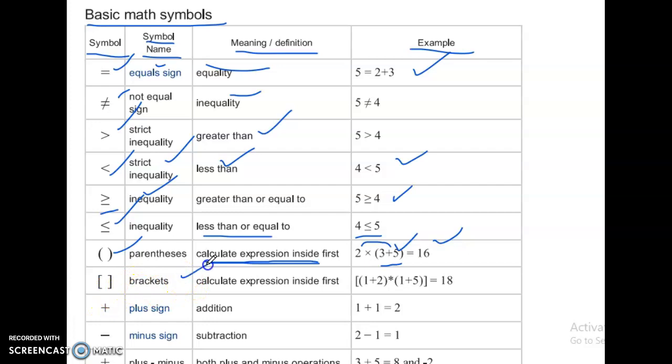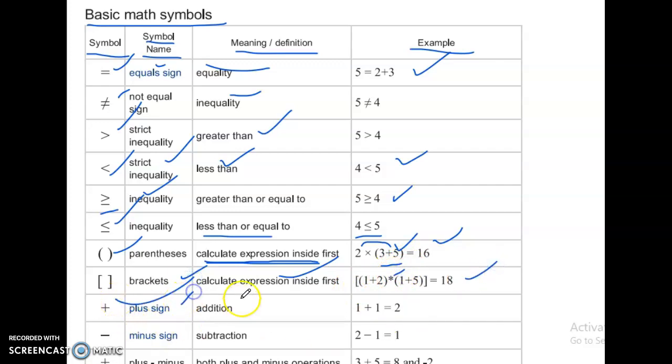Brackets: calculate the expression inside first. It means first 1 plus 2 is 3, then 1 plus 5 is 6, 6 into 3 into 6. This is for multiplication: 6 times 3 is 18.